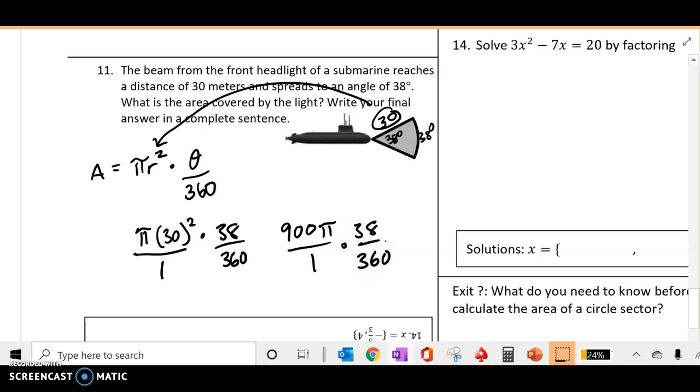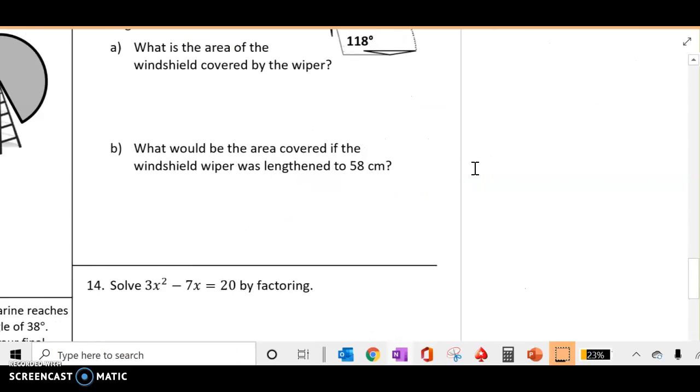So I'm just going to do 900 times 38 there, and then times pi. So 900 times 38 times pi gives me a big number, and then we have to divide that by 360. So you should be getting 298.5. So that sector area is approximately 298.5, and that's going to be meters, square meters. Remember, area is always square units. All right, very good. Moving along.